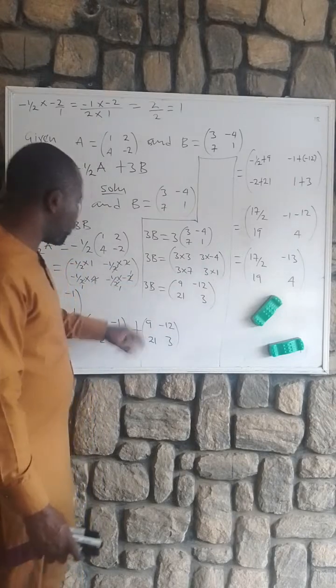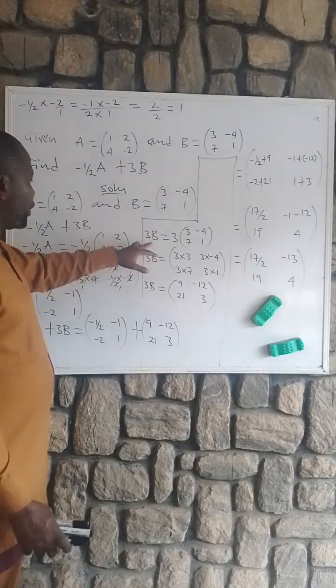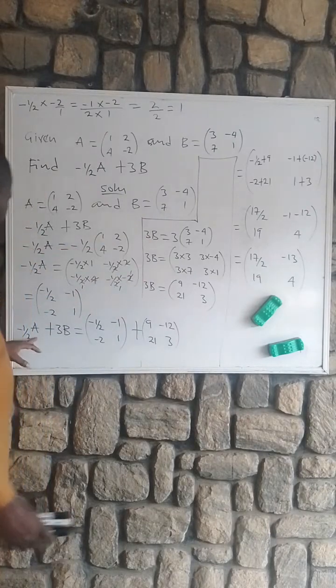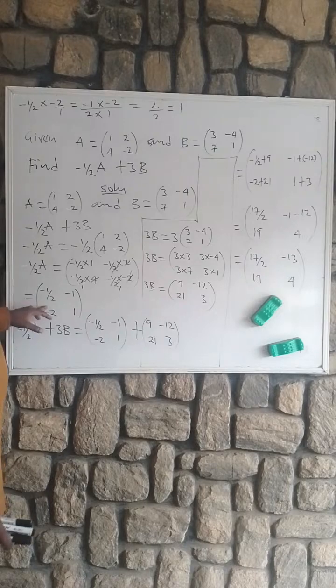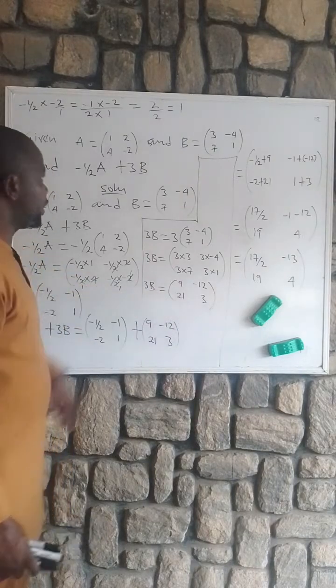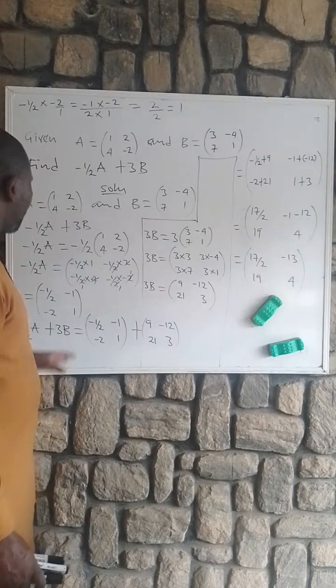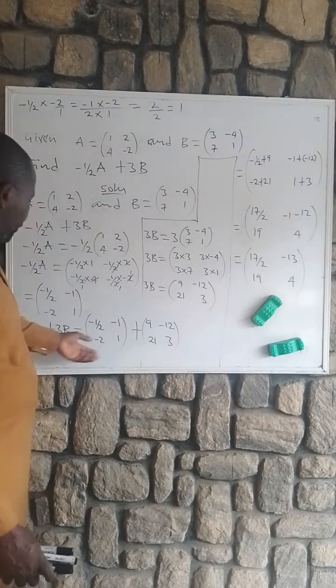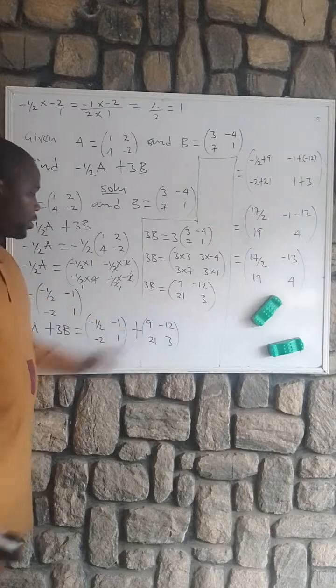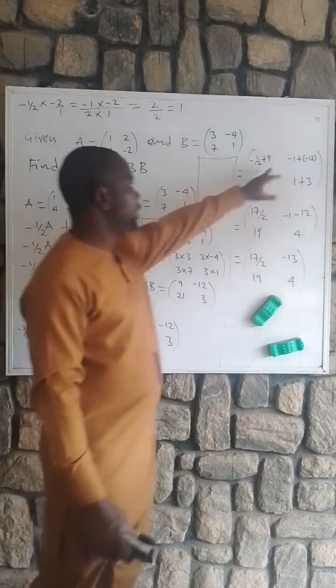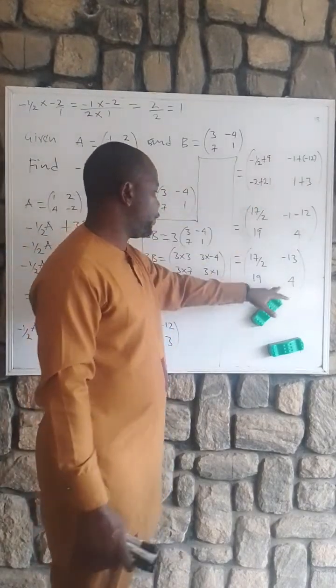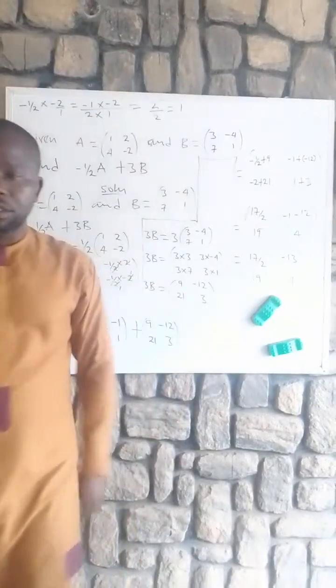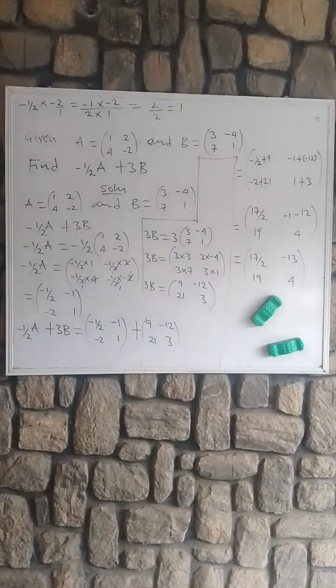So now let's come back. We've gotten minus 1 all over 2A as this, and 3B as this. So at this point, instead of this, we are going to write their answers and add them up. So look at the addition here to the final answer. Do you understand? Any question?